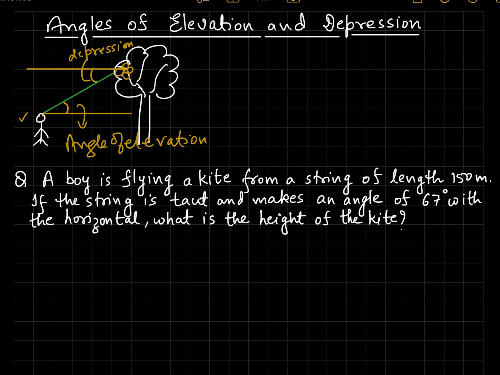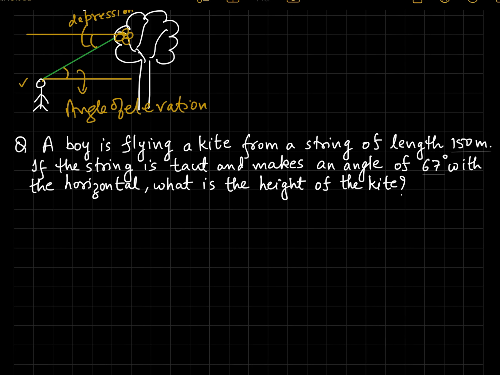When we look downward, we make a horizontal line and then we can find that angle of depression. Angle of elevation is when you are looking upward. Fine. Now let us do some questions based on angles of elevation and depression.